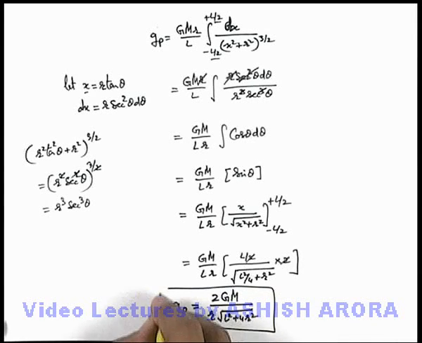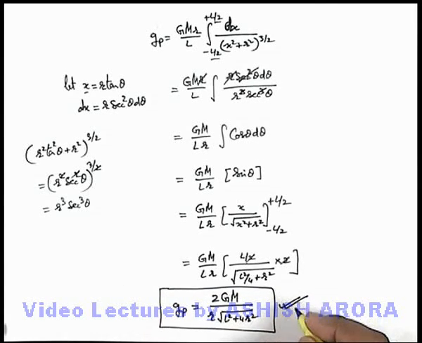That's the final result of the gravitational field due to a uniform rod at an equatorial point located at a distance r from the center of the rod.